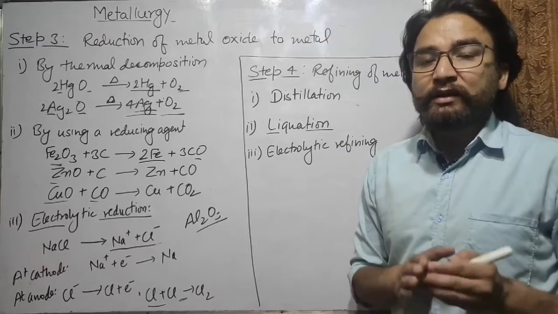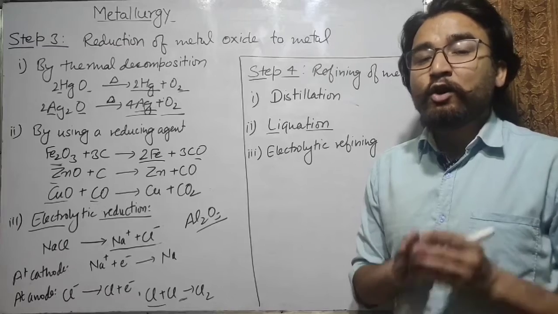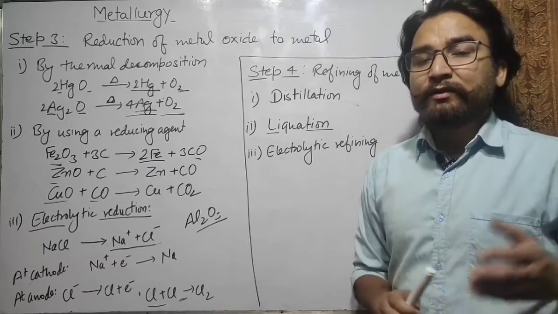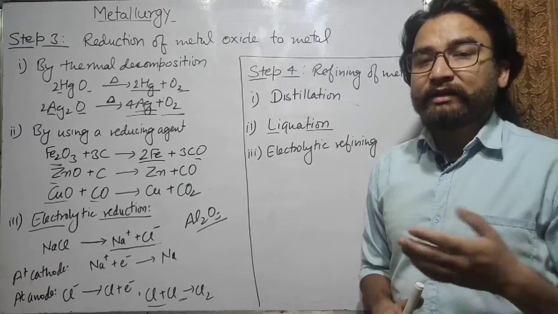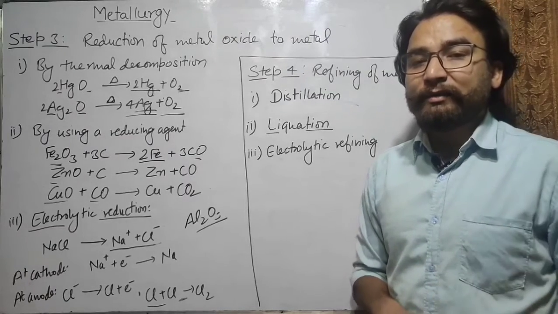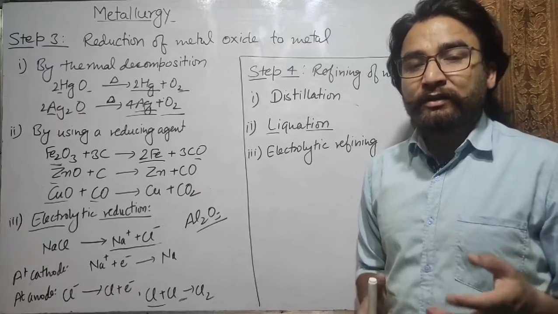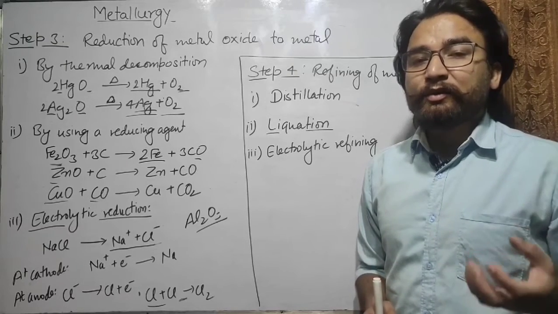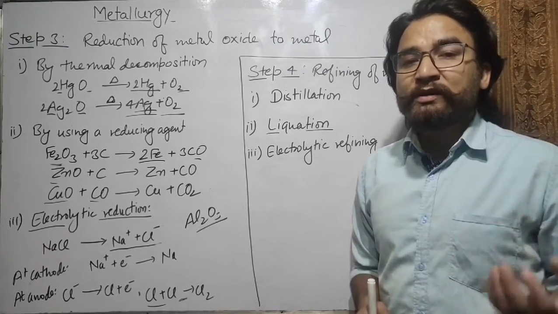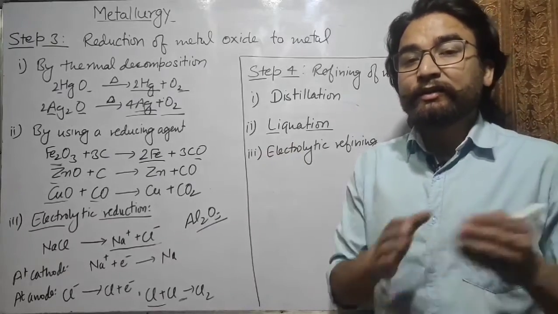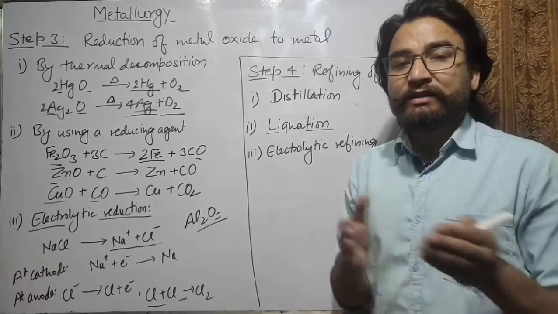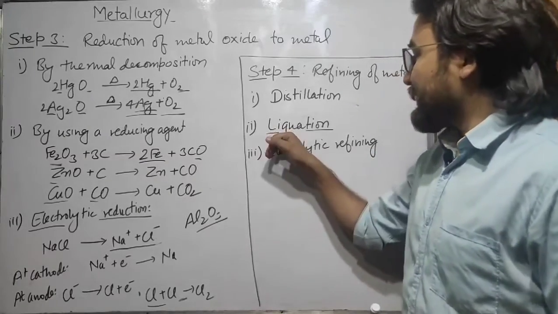Then the second method is liquation. Liquation is used for metals having low melting points. Generally when the metals are heated, they start melting. So the liquefied metal can be separated easily from the slag or the impurity, because the gangue particles will remain solid while the metal will start getting liquefied. So liquefied metal can be separated from the gangue particles.